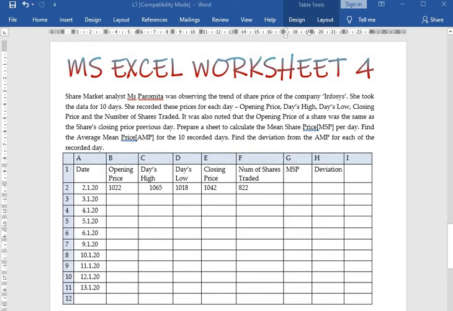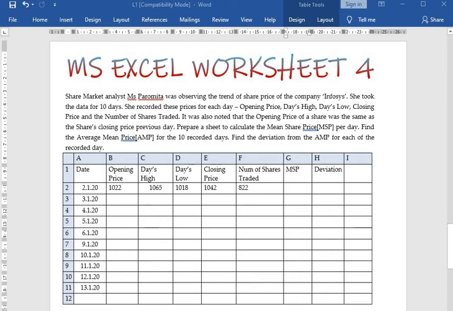Now, to find the average mean price, that means the mean share price for 10 days, the average has to be found. And after that, we need to find the deviation from the average mean price for each of the recorded days' mean share price. That means how far the mean share price was above or below the average. Stability is expected based on how close it is to the average, and it is considered not very stable if it is very far from the overall average, right?